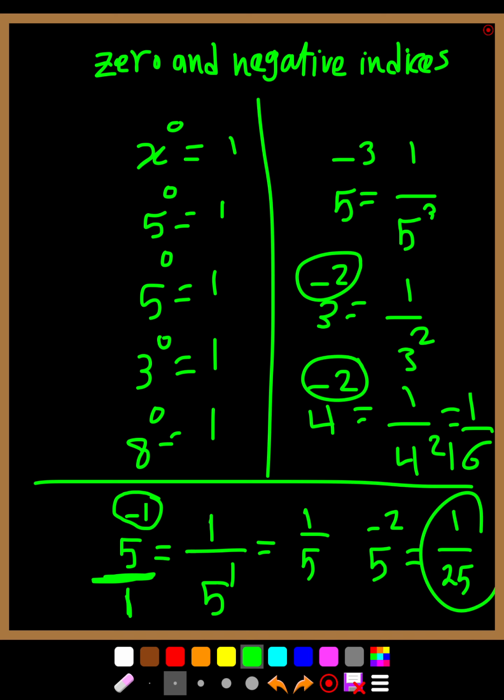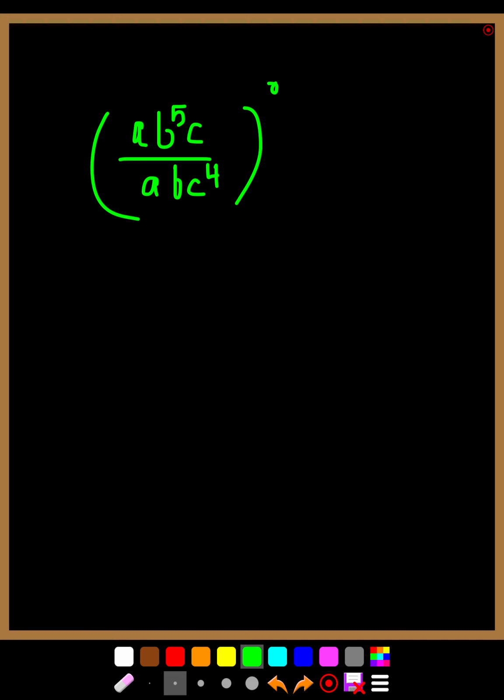Okay, let's have some examples so that it will be clearer for you. For example, if it says simplify a b power 5 c over a b c power 5, all power 0. Don't waste your time. Whole brackets to the power 0 directly equals 1. Okay. 2 over 3 raised to minus 3, if I'm going to simplify it, I flip it, then it's 27 over 8.